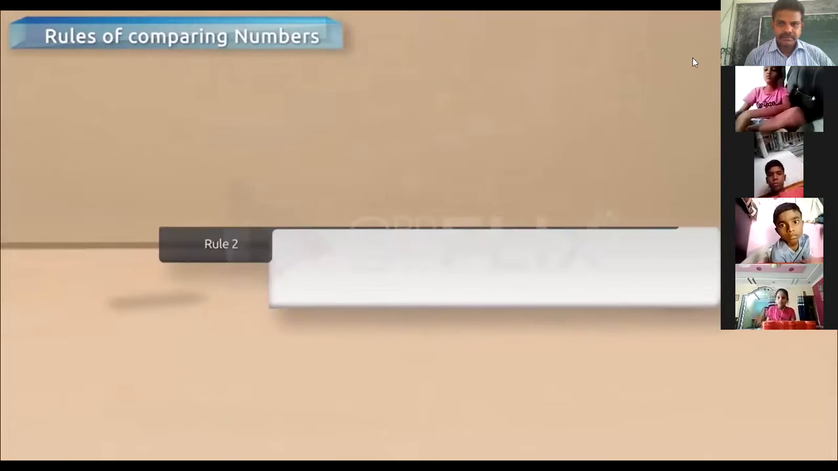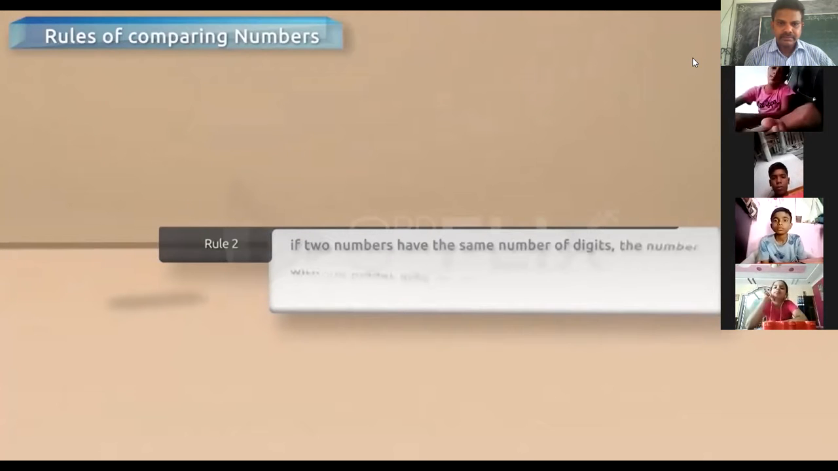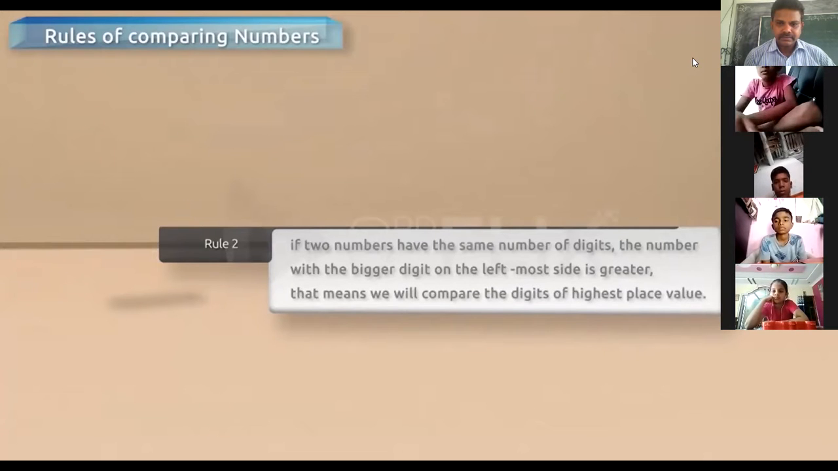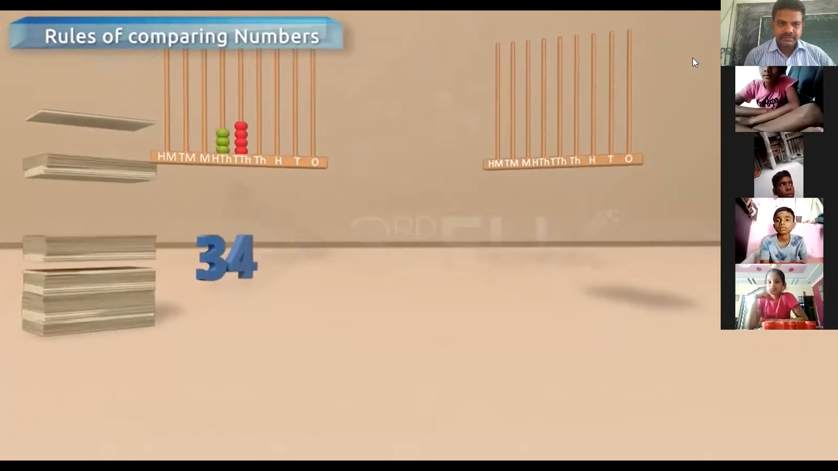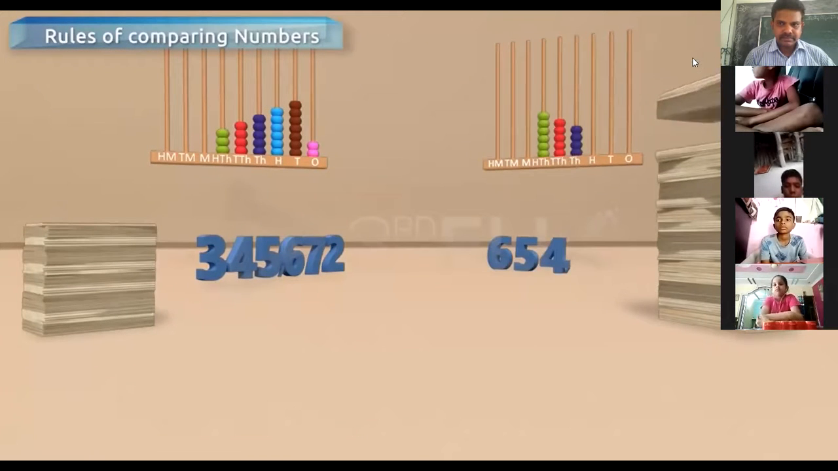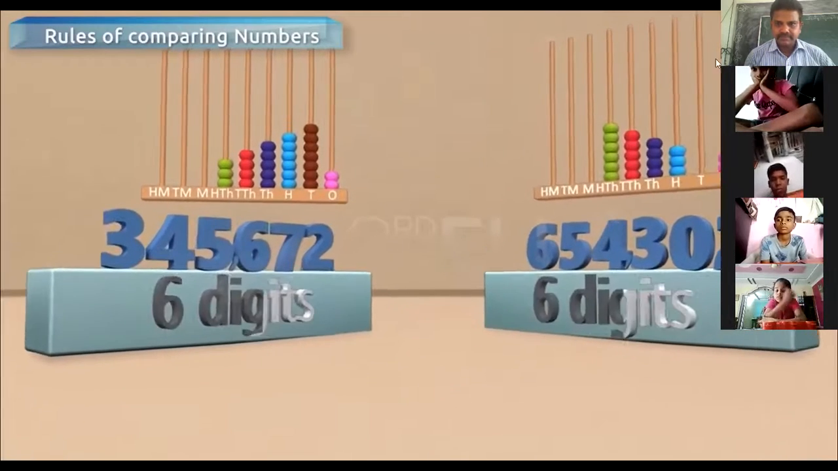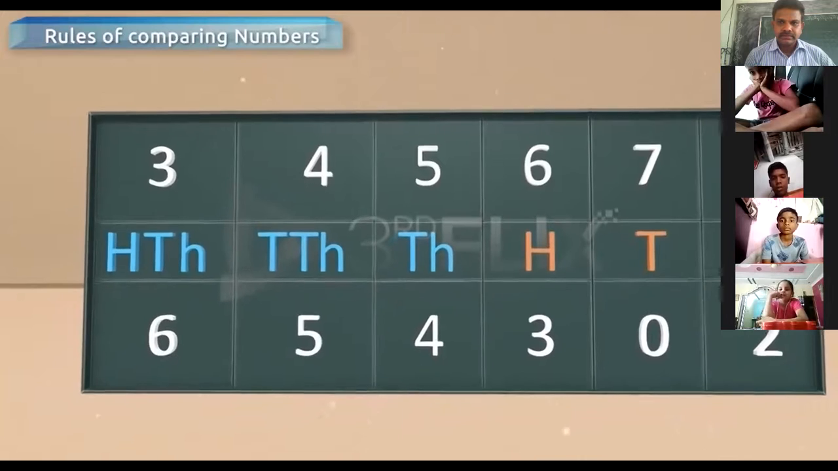Now, the second rule is, if two numbers have the same number of digits, the number with the bigger digit on the leftmost side is greater. That means we will compare the digits of the highest place value. Let us take one example. Among 345,672 and 654,302, both the numbers have the same number of digits.